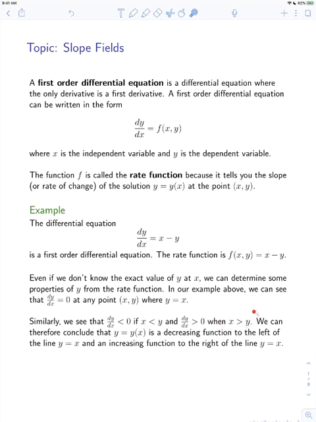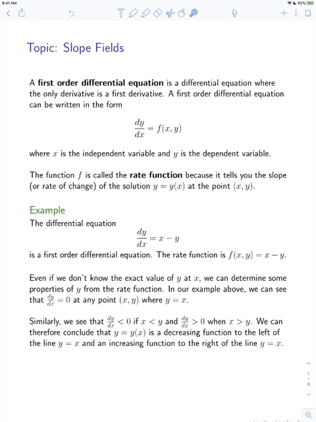Furthermore, if x is greater than y, then x minus y is positive. So if x minus y is positive, that means dy/dx is positive. And what does it mean if dy/dx is positive? It means that the function is increasing. So we can conclude that y equals y(x) is a decreasing function to the left of the line y equals x, but it's increasing to the right of the line y equals x, because to the right of the line is where x is greater than y.